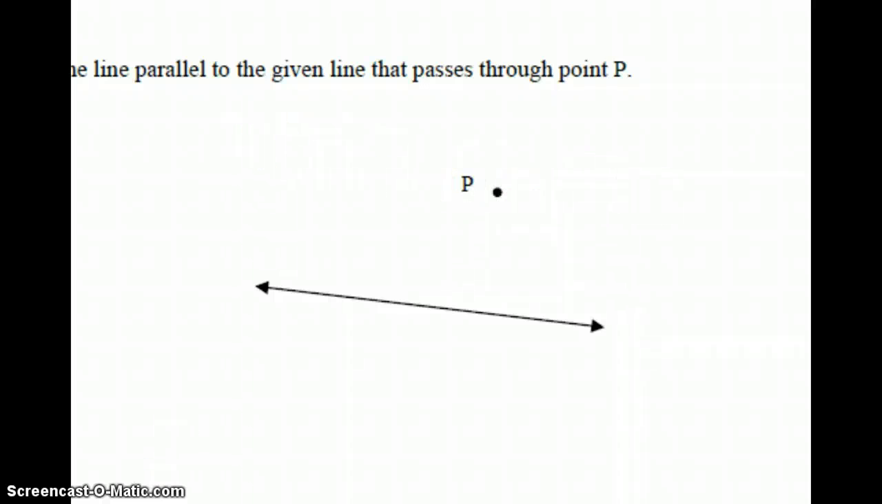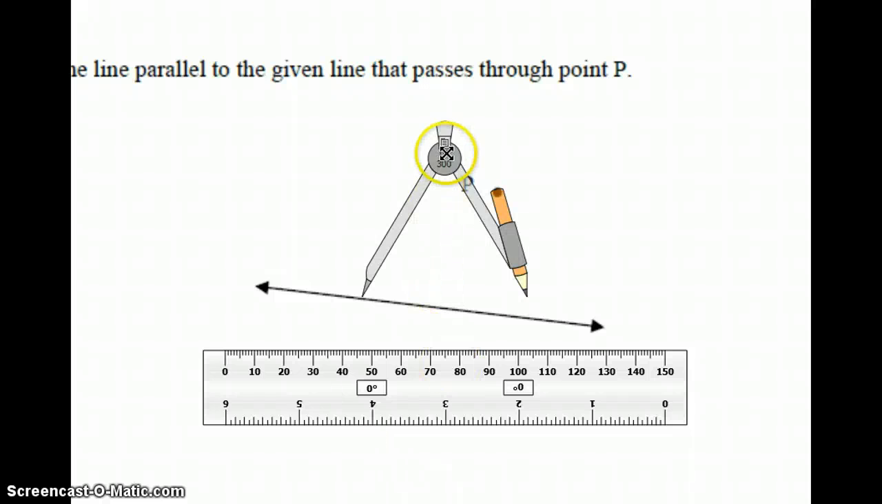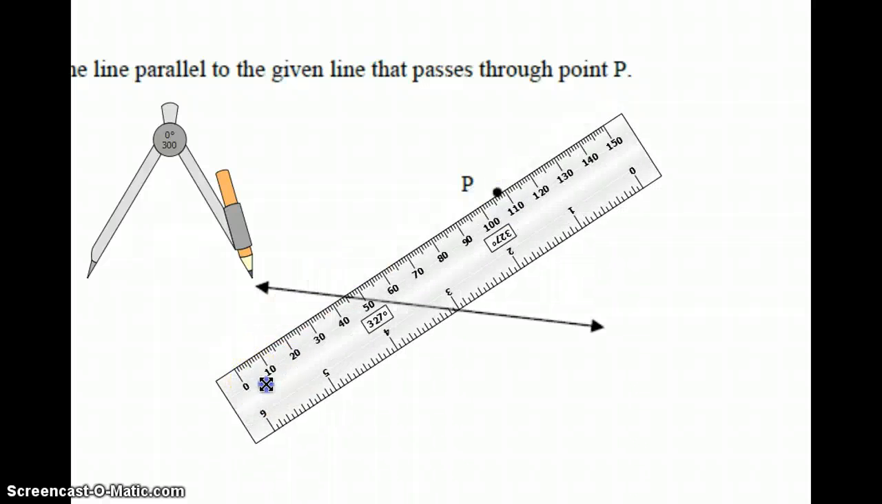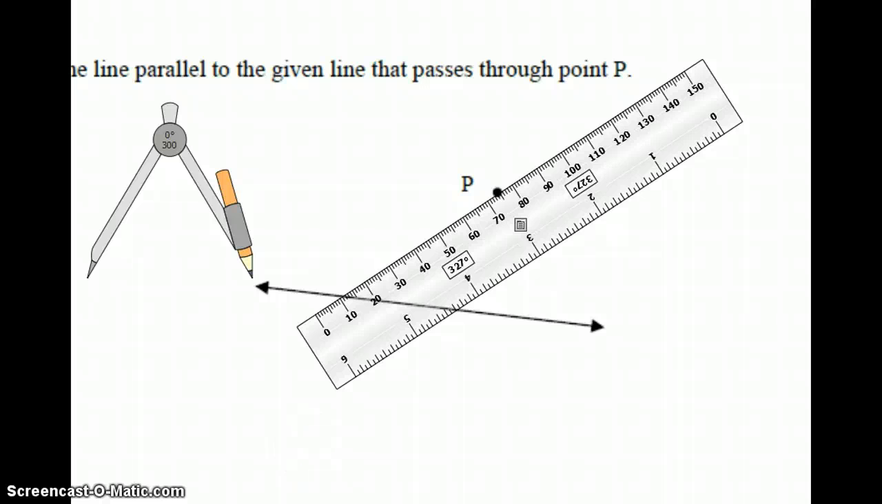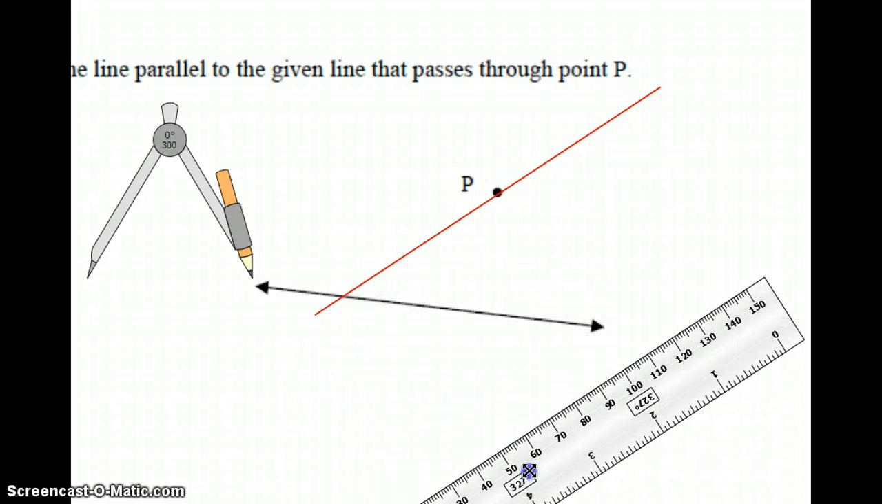I think it's a good idea to estimate before you do this. We're going to need our tools, our compass and straight edge. First step is to make a random transversal that goes through the point, connecting the point to the line. So let me do that. Make sure you draw enough line out here. I missed the center of my point a bit.